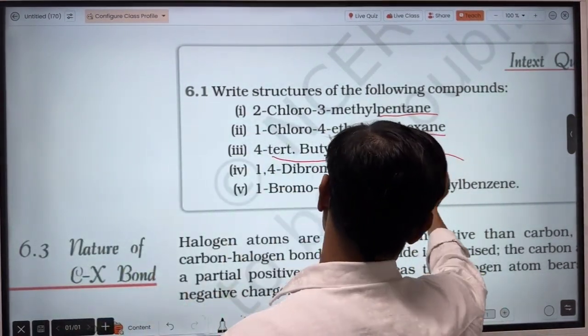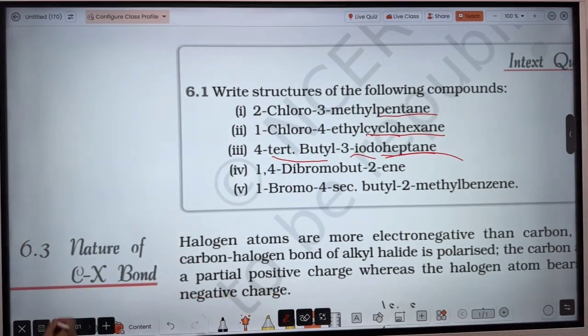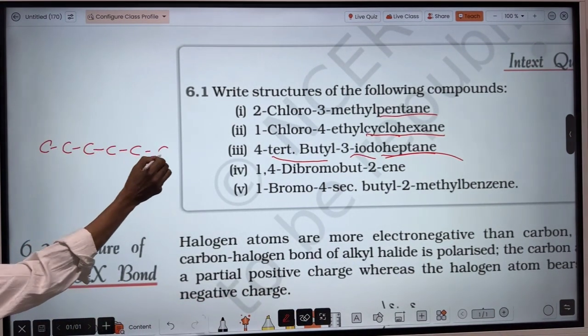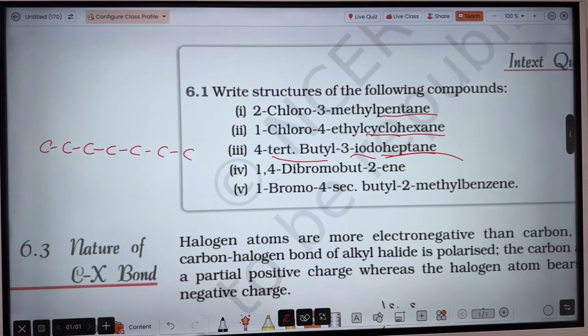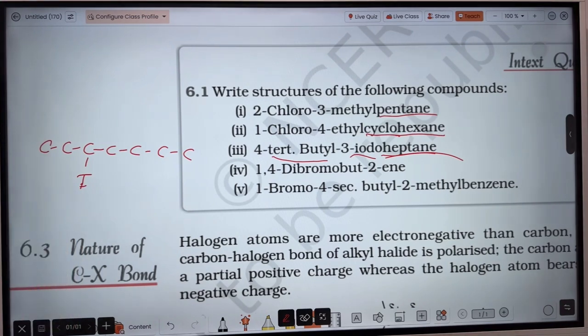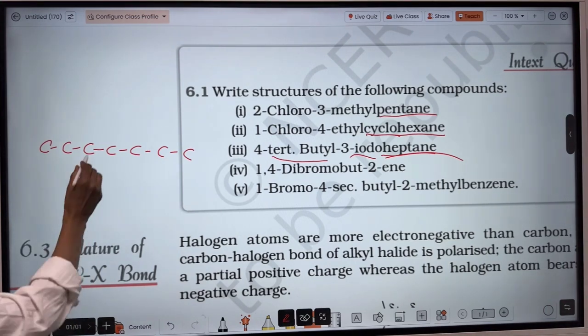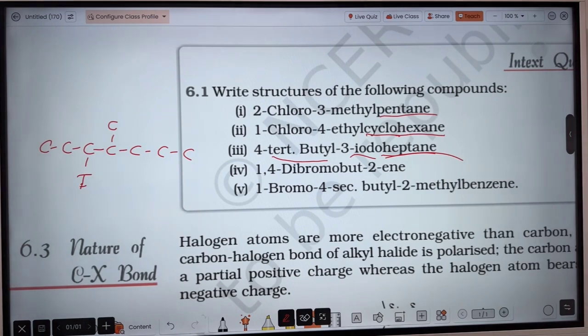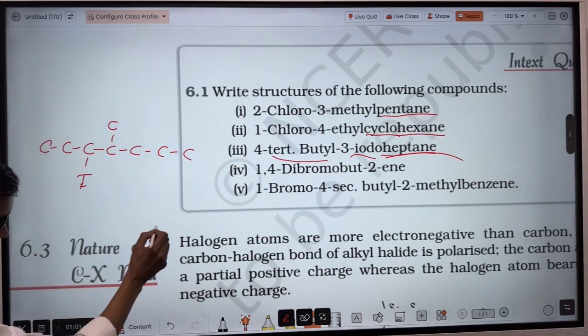Heptane, so 7 carbon, and third position iodine. So you may take third position here, iodine. At fourth position tertiary butyl. Tertiary butyl means what? Through the tertiary carbon atom, the butyl group will attach. Isobutyl, this one.